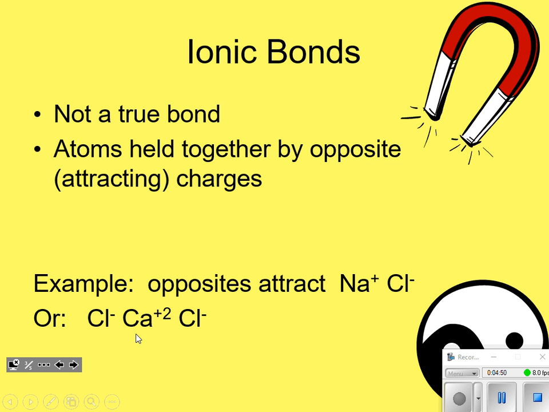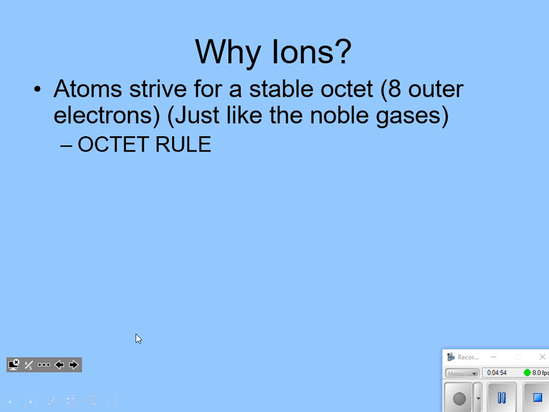My last slide then is to remind you of hopefully what we just went over with that sheet of why are there ions in the first place? Ions form because of the octet rule. This octet rule is really big in chemistry. For a Chem 1 student, you will be referencing the octet rule an awful lot during the course of the year.